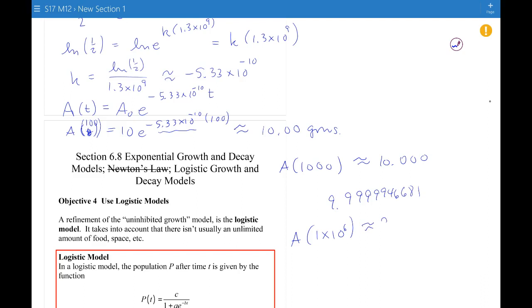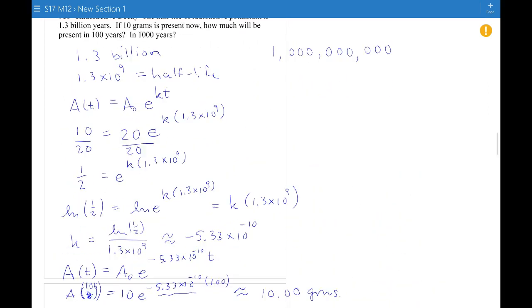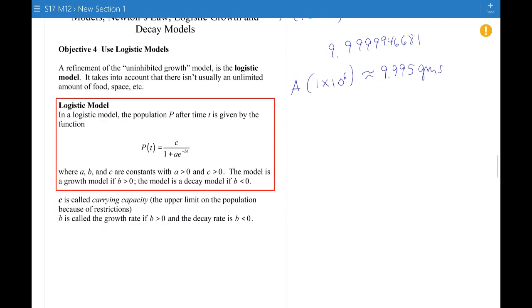So then I'm going to get 9.995 grams. So after 1,000,000 years, you've barely lost any. So this is not a very radioactive element. So radioactive potassium is not very radioactive.